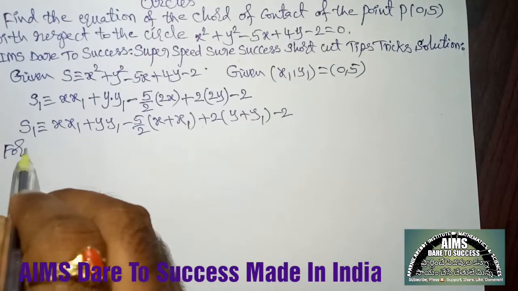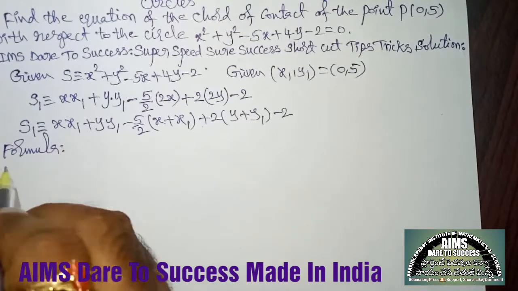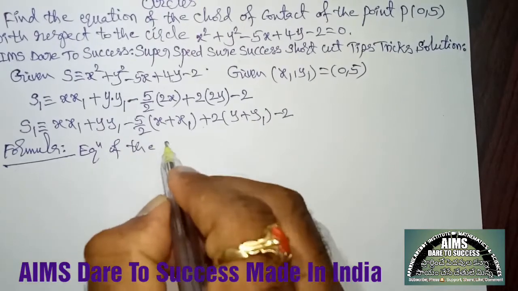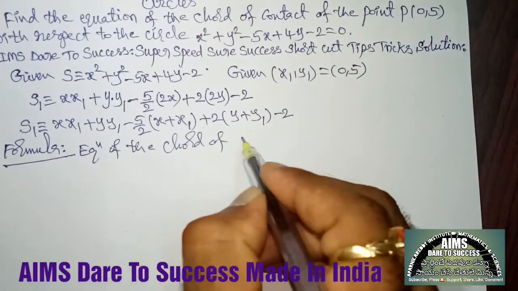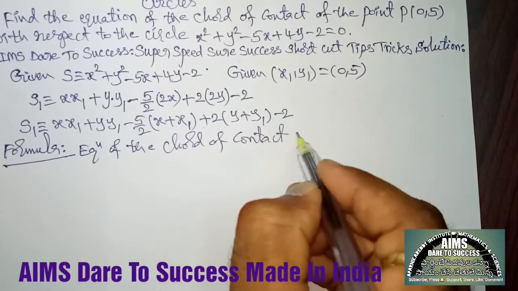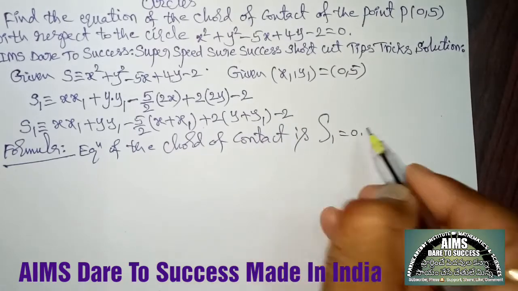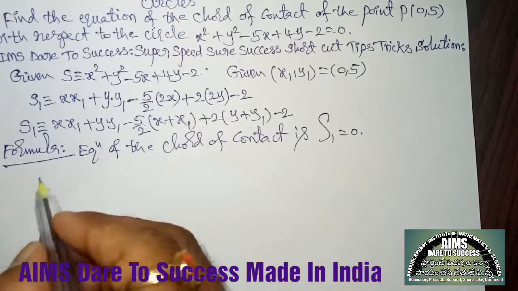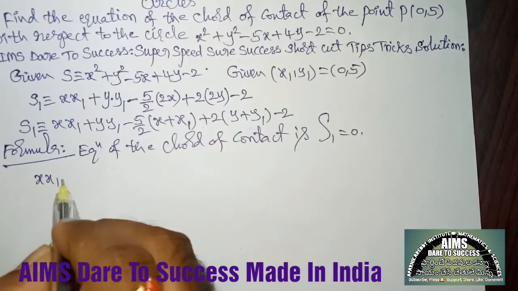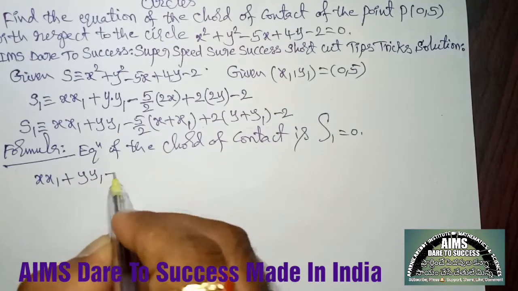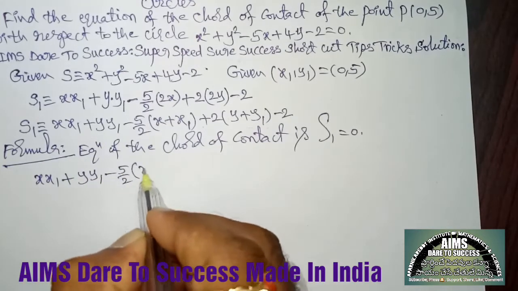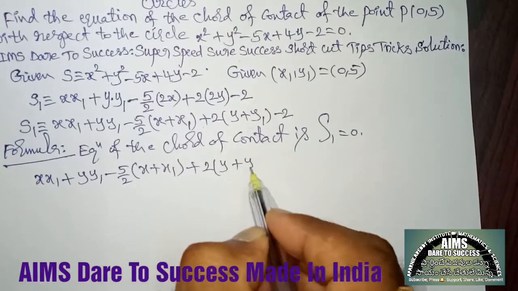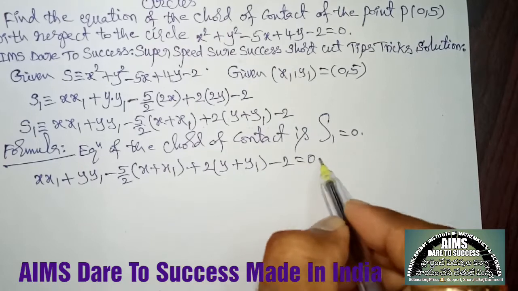Now I want to write a simple, short formula: the equation of the chord of contact is S1 equal to 0. S1 means this is the S1 value, and that equation is completely equal to 0. Now I want to write (x1 plus y1 minus 5 by 2) into x plus x1, plus 2 into y plus y1 minus 2, equal to 0.